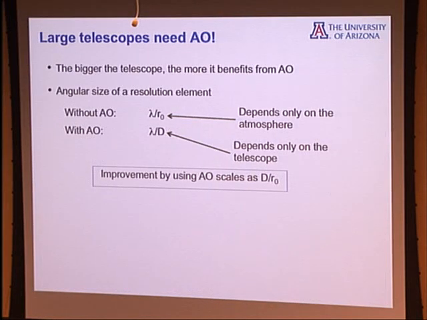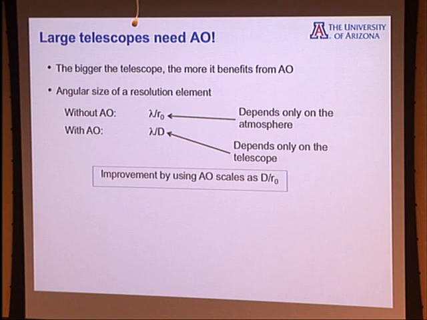So, large telescopes need adaptive optics. The bigger the telescope, the more it needs AO. And this is sort of why. We can think about the angular size of a resolution element. The trouble with the atmosphere is it blurs our images. It degrades the resolving power of the optical system. Okay. If we took the atmosphere away, here's the diffraction limit. This is the angular resolving power, or angular resolution of the telescope, where lambda is just the wavelength you're looking at. D depends only on the telescope.